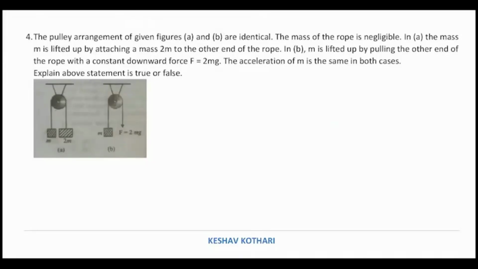The pulley arrangements of given figures A and B are identical. The mass of the rope is negligible. In A, the mass M is lifted up by attaching a mass 2m to the other end of the rope. And in B, M is lifted up by pulling the other end of the rope with a constant downward force F equal to 2mg. The acceleration of M is the same in both the cases.